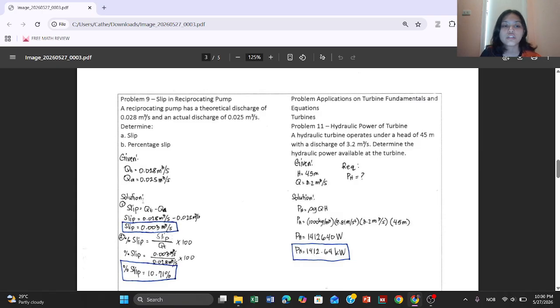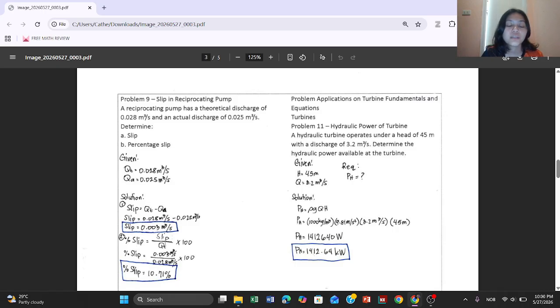So for the solution, first, to be able to get the value of slip, we have Qt, the theoretical discharge, minus the actual discharge. We can get 0.003 cubic meter per second. Next is the percent slip.